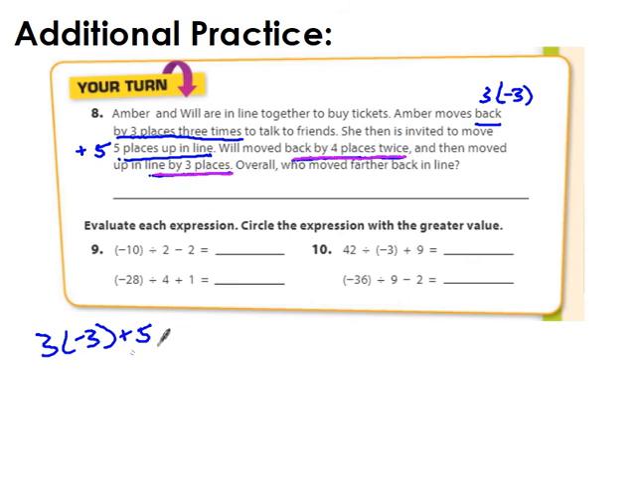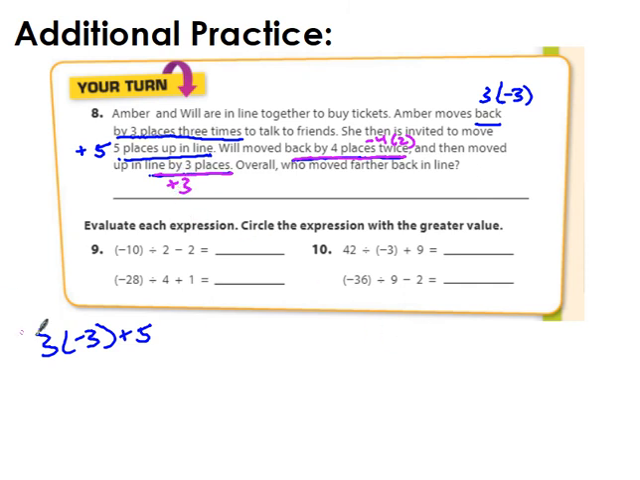I want to figure out where Amber ended up, how far she moved, and how far Will moved. So Will moved back 4 places twice. So again, back 4 places 2 different times. And then he moved up 3 times.